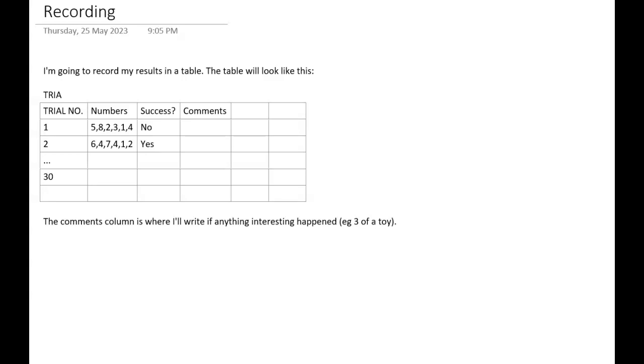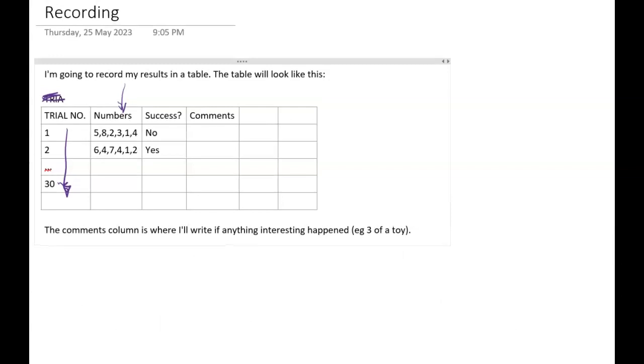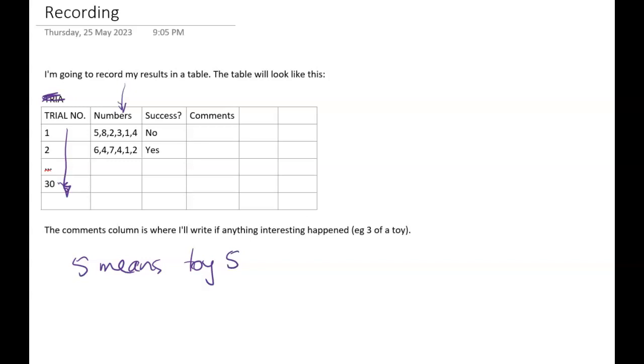Okay, I'm going to record my results in a table, and the table will look roughly like this. So I've done it here as just having the trial number down here, the numbers here, and then I've got success, yes or no, and comments. Now, I'm deciding that this is okay for my recording, because 5 means toy 5. So I think it's pretty obvious with this table when I've got a double, right? So in this one here, I've got 5, 8, 2, 3, 1, 4, so success, no. In here, I've got a 4 and a 4, so I've got the success, yes.